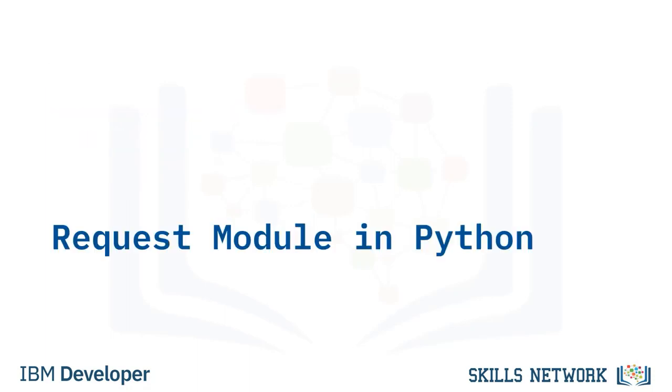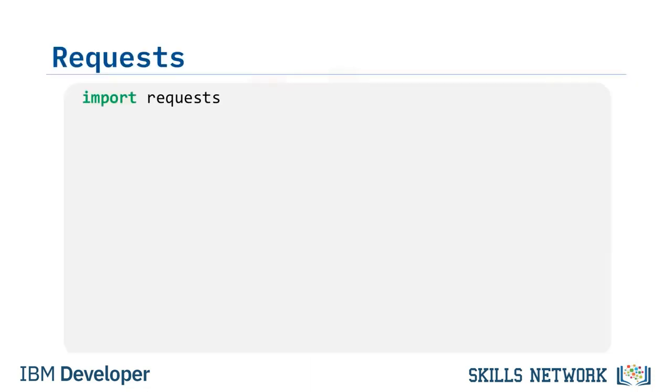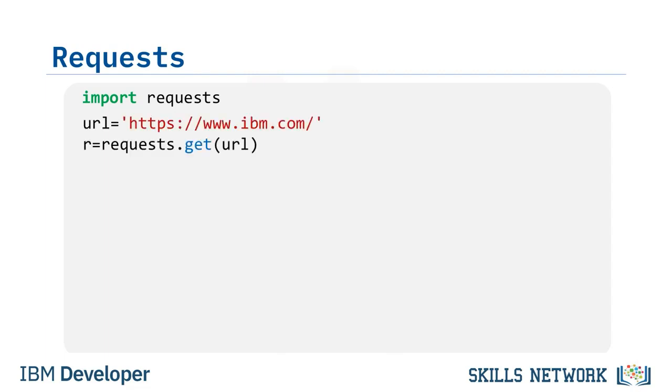Let us review the requests module in Python. This is one of several libraries, including httplib and urllib, that can work with the HTTP protocol. Requests is a Python library that allows you to send HTTP/1.1 requests easily. We can import the library as follows. You can make a GET request via the method get to www.ibm.com. We have the response object r.